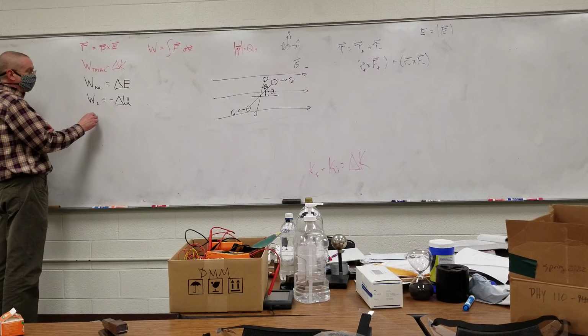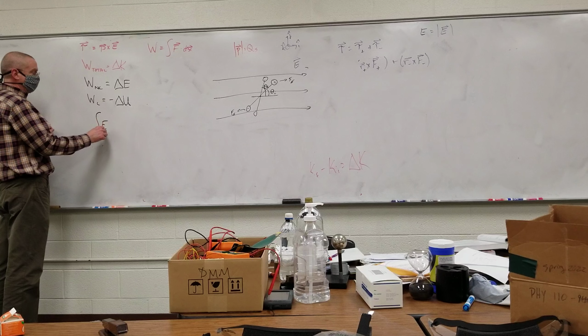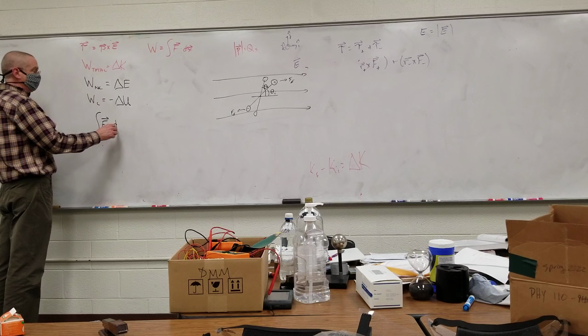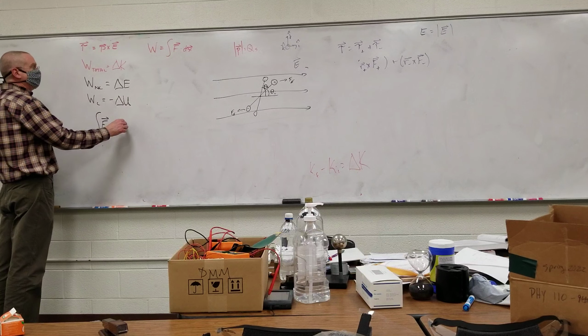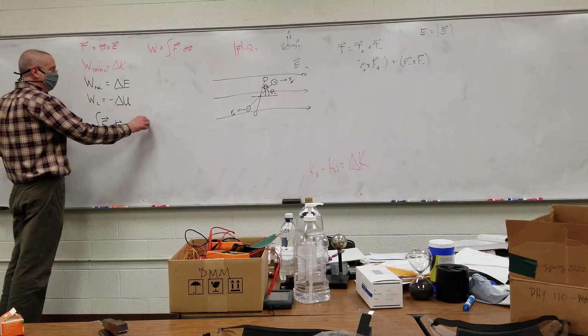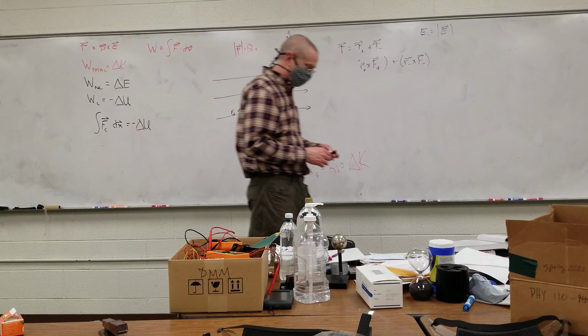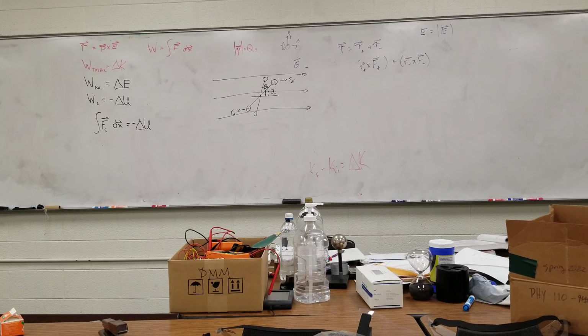So looking at this last formula here, I have the conservative force, F dot dx, is equal to negative delta U. The trouble we have is I have F and x for something that's rotating. What's the work formula for rotation?